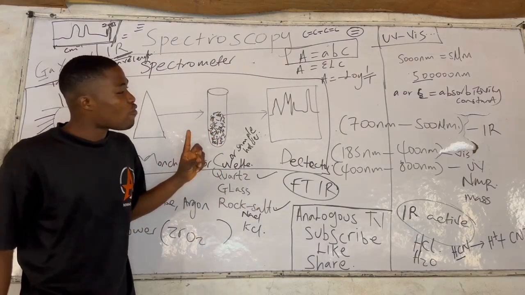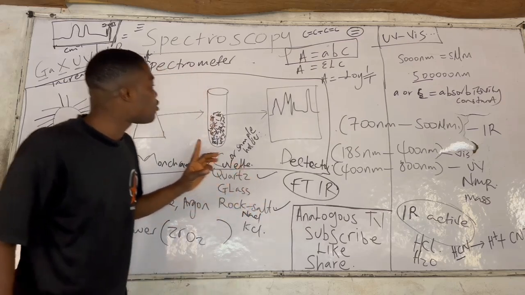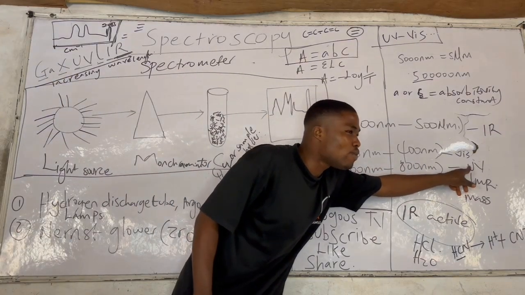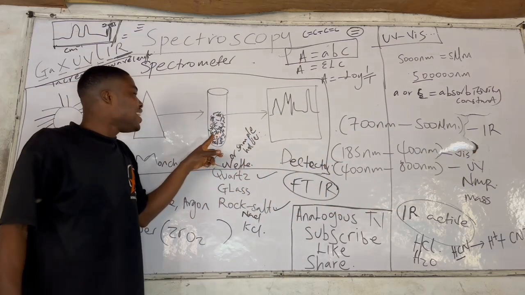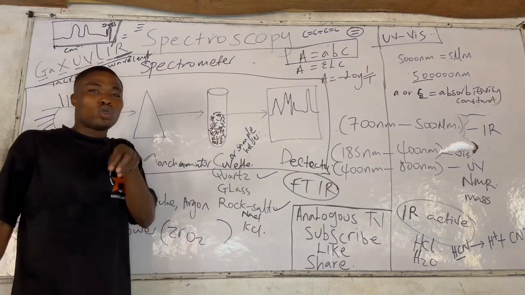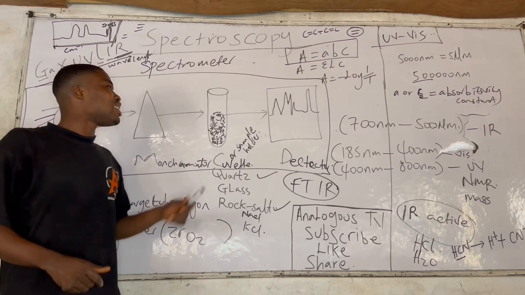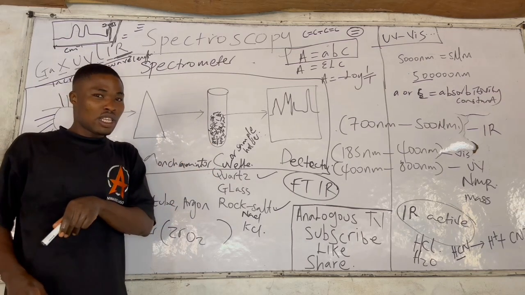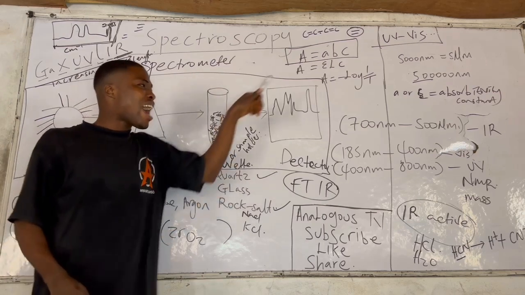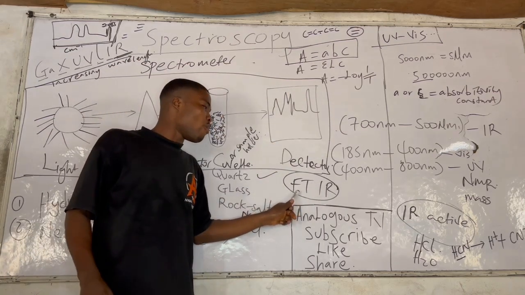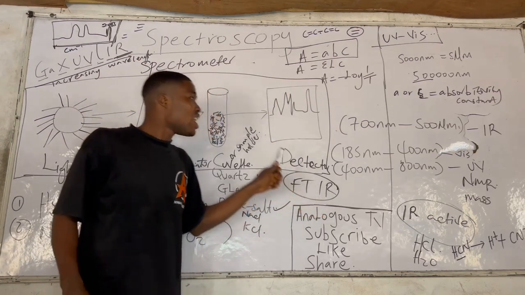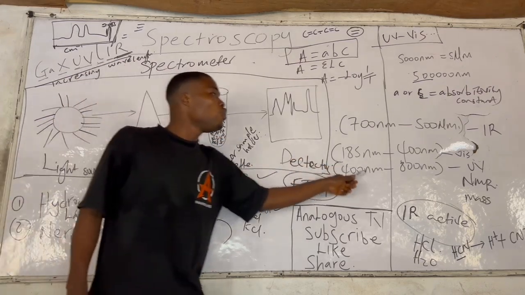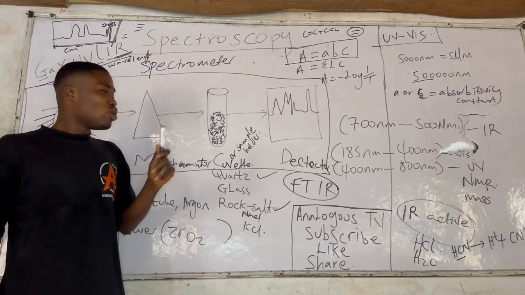And quickly, before I end the video on this aspect of spectroscopy: for UV spectroscopy and visible spectroscopy, the sample should be in solution form. So if I have to analyze a compound using UV spectroscopy, the sample must be in solution. But for IR spectroscopy or FTIR, Fourier transform infrared spectroscopy, the sample can be solid, liquid, or gas. But for UV-Vis, it should be in solution form.